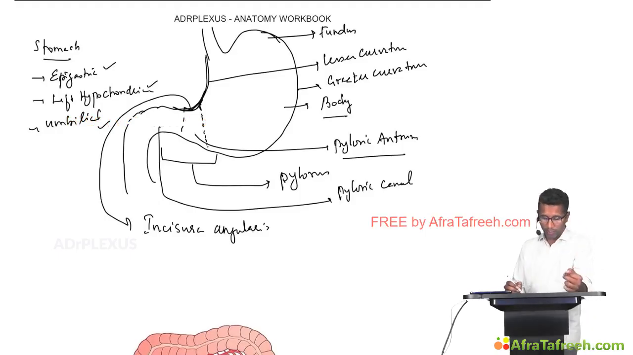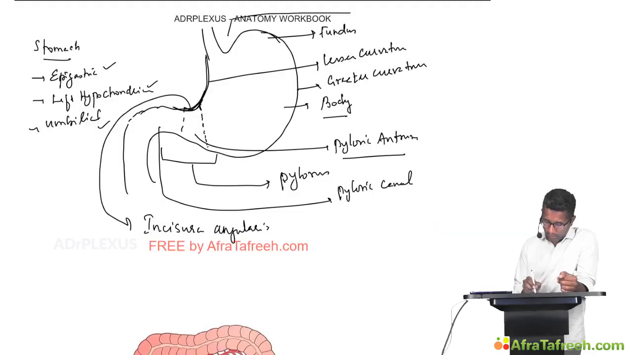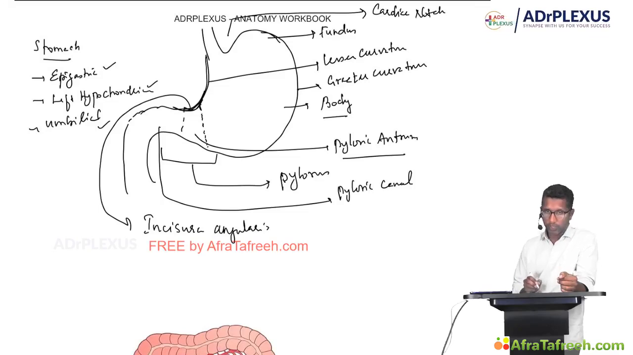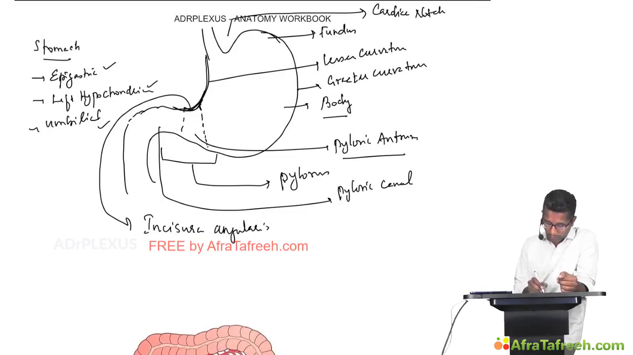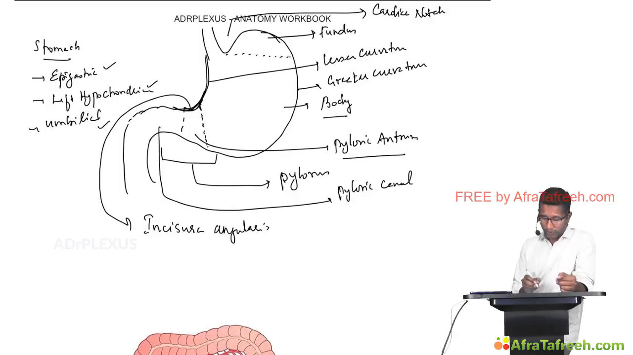Similarly, you have another incisura, or notch, here. This notch is called the cardiac notch of the stomach. If you draw an imaginary line from the cardiac notch to the greater curvature of the stomach, the portion above it is called the fundus of the stomach.